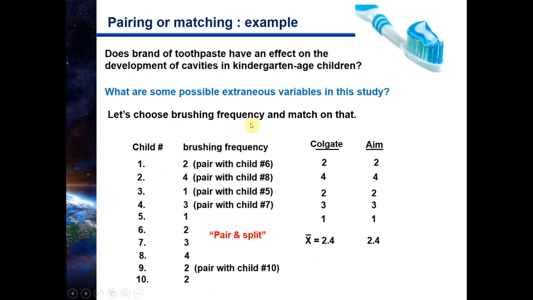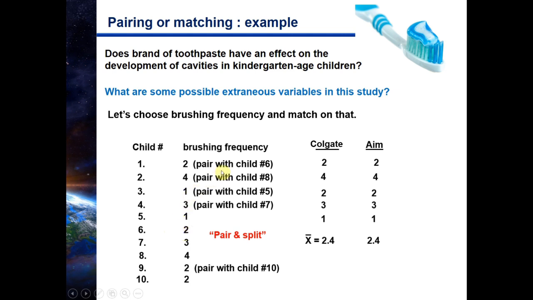So this technique is done before you actually start your experiment, right? Matching or pairing. You do this before you actually start. So let's just say we have 10 kids in the study. In real life, this would not be anywhere near sufficient, but this is just an example. So you find out that child number 1 brushes twice a day. So now what you have to do is look at the other children and find another child that brushes twice a day. And the first one we come across is child number 6.